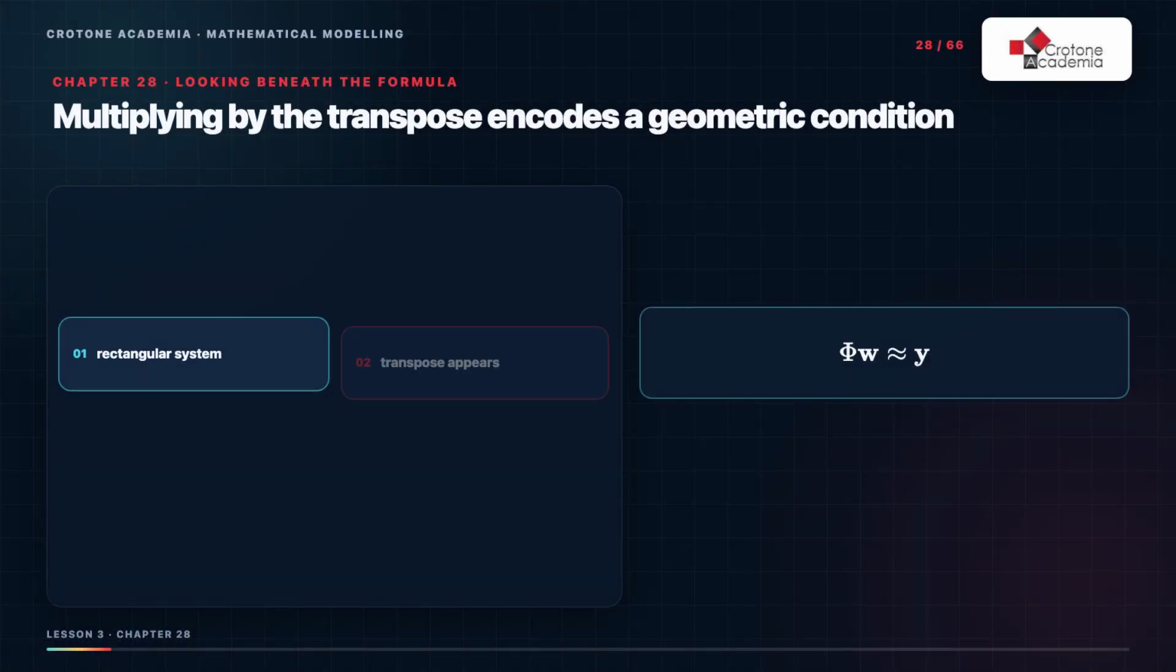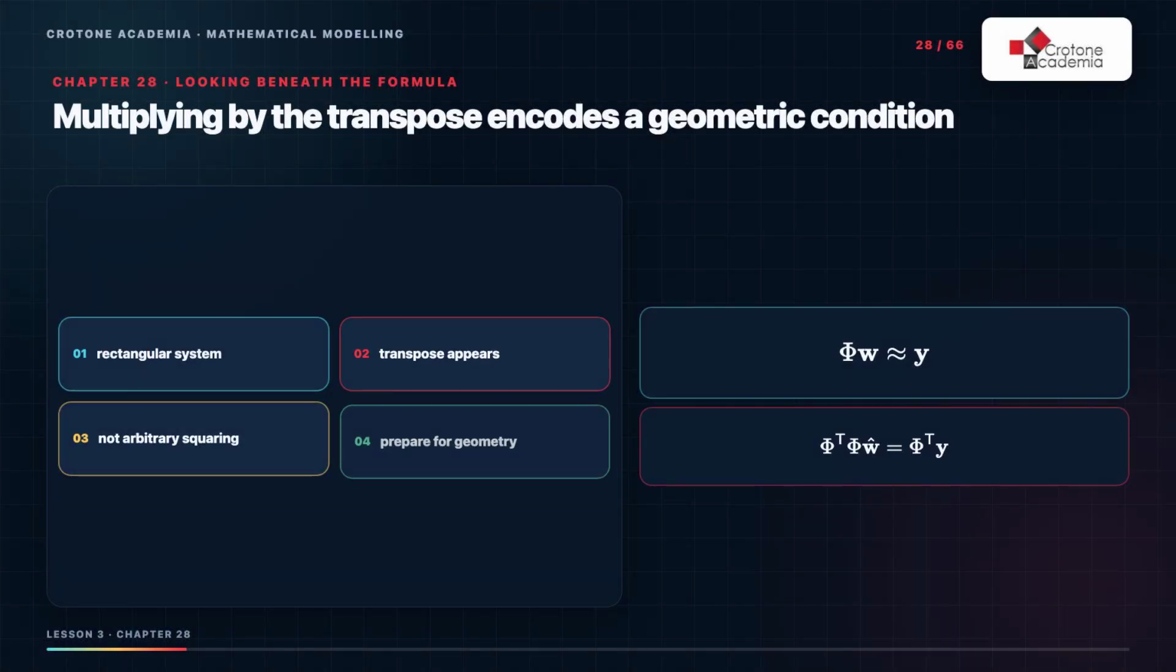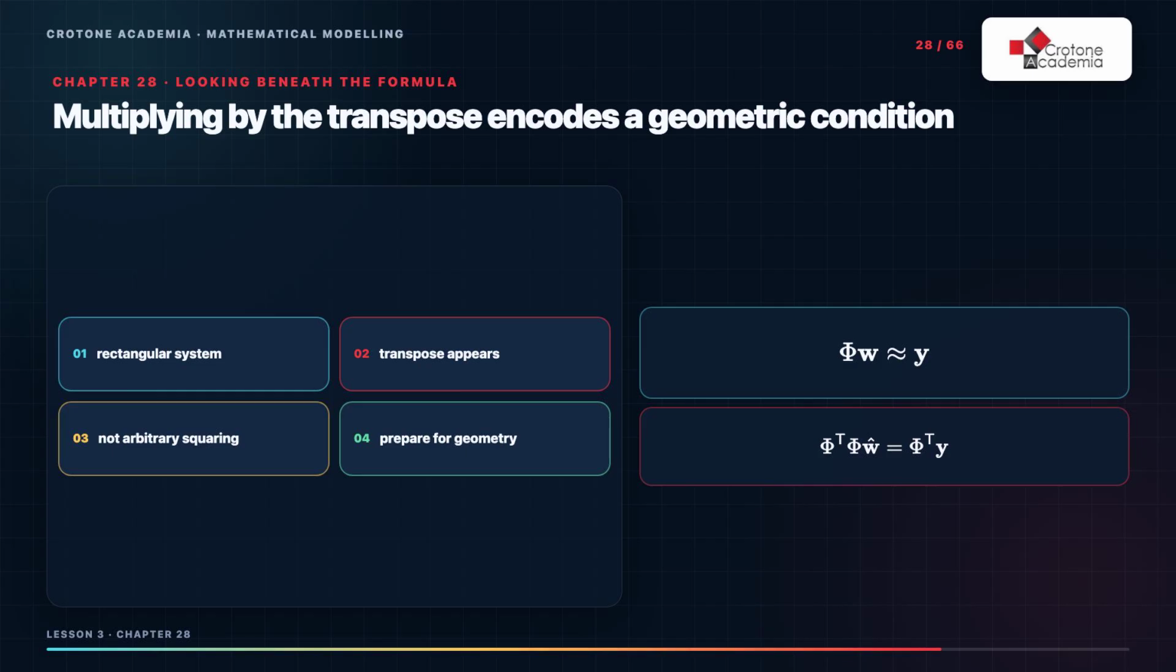Algebraically, least squares replaced an approximate rectangular system by square normal equations. It would be easy to remember this as a trick: multiply both sides by phi transpose. That memory is incomplete. Phi transpose appears because it measures dot products with every column of phi. Those dot products express the condition that the residual has no component left in any prediction direction.